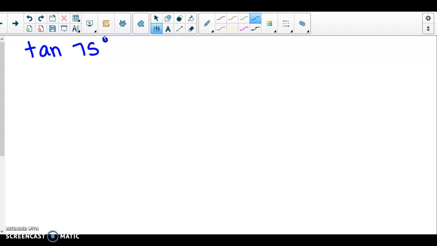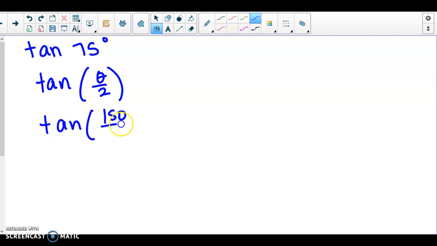Once again, I'm well aware that a sum or difference formula could be used to do this, but I would like to practice half angle formulas, and you'll be told on the test or quiz whether to use a sum or difference formula or a half angle formula. So I need to know what angle divided by 2 would equal 75. If you said 150 divided by 2, you are correct. Notice that 75 is not a special angle, but 150 is.